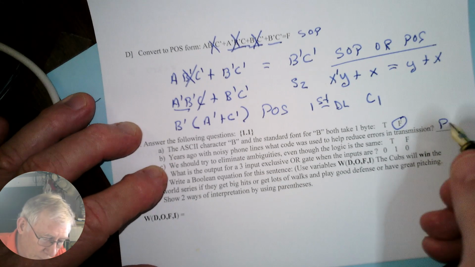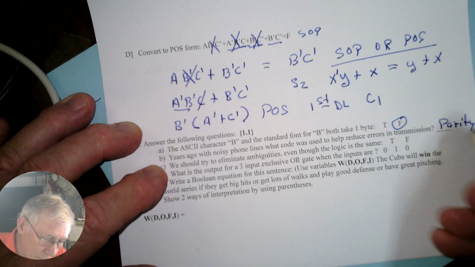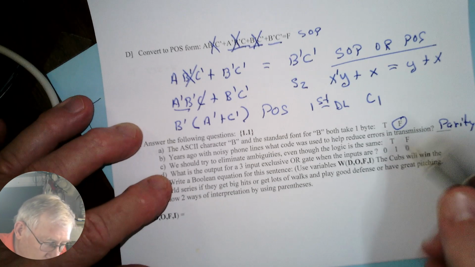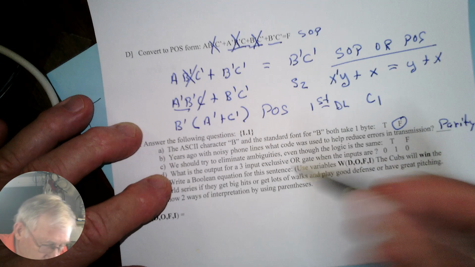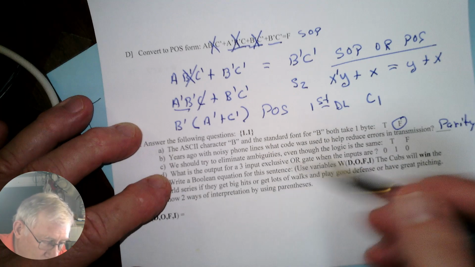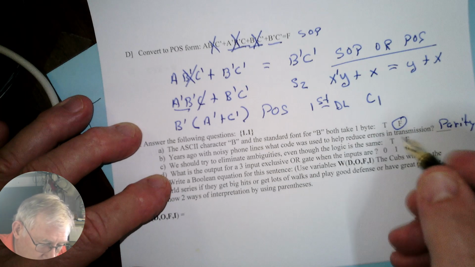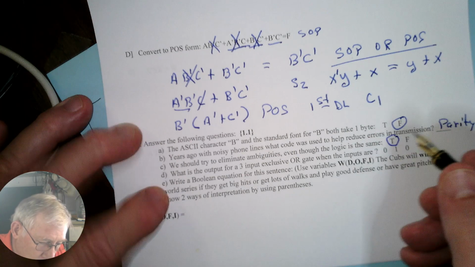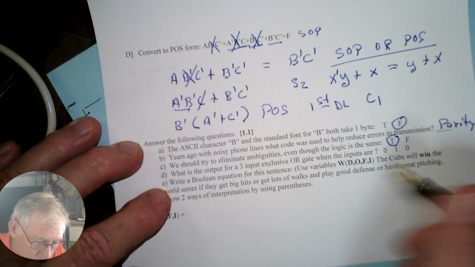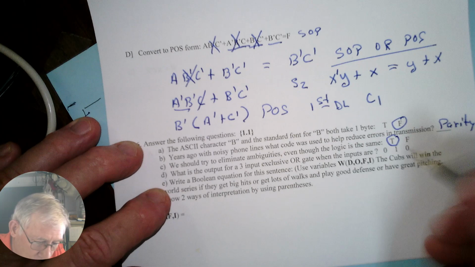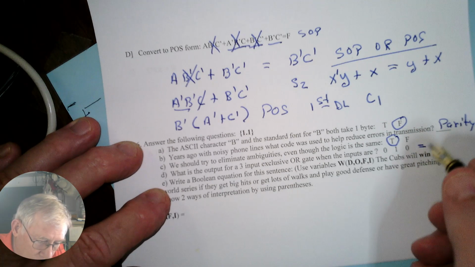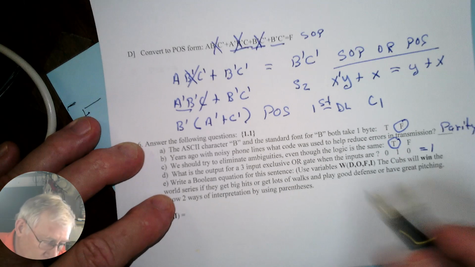Years ago, with noisy phone lines, what code was used to help reduce errors in transmissions? We used the parity. And I talked about this in class. We should try to eliminate ambiguities around the videos. We should try to eliminate ambiguities even though the logic is the same. True. What is the output for a 3-input exclusive OR gate when the inputs are 0, 1, 0? The output equals 1.